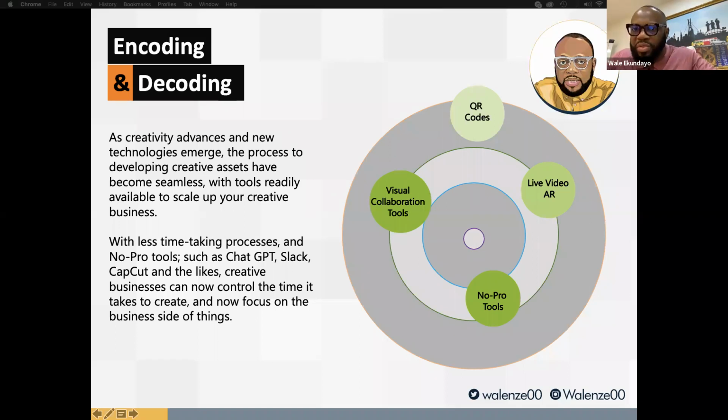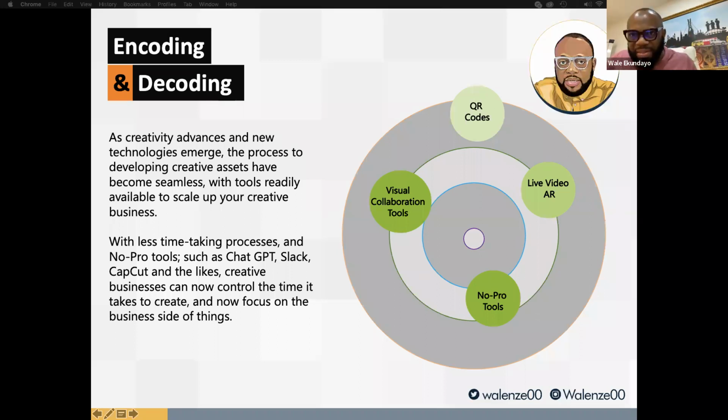There's Slack, there's CapCut for editing videos, so you no longer have to take so much time. There's a new wave of content creators, people who have never handled cameras before in their lives. All they have is a phone, and they are using that to change the landscape completely. So creative businesses can now control the time it takes to create and focus on the business side of things. This is where I'm getting into.